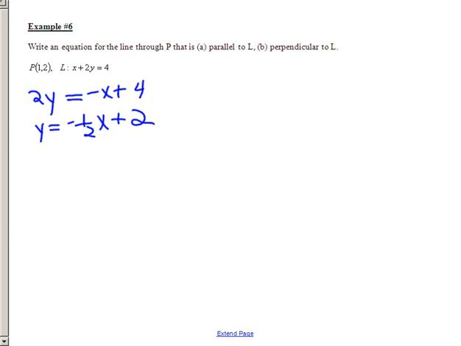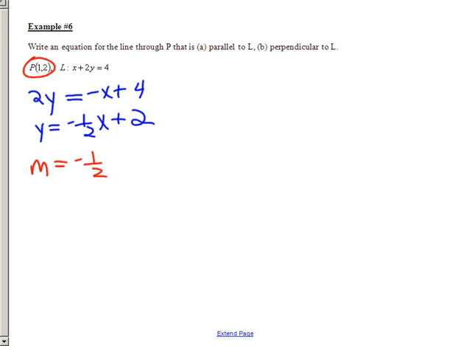4 divided by 2 is 2. So for this particular line, we have a slope of negative 1/2. The y-intercept is positive 2, but we don't really need that right now. It's nothing that we're going to use in order to find the equation of the line that is parallel. We have a slope of negative 1/2. Okay? We know that goes through this point right here.